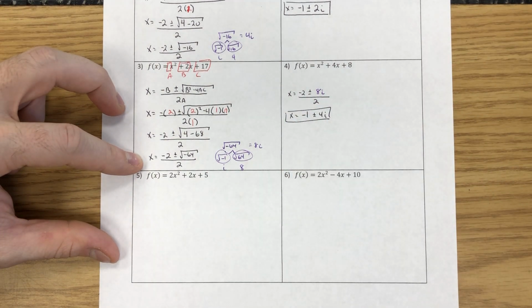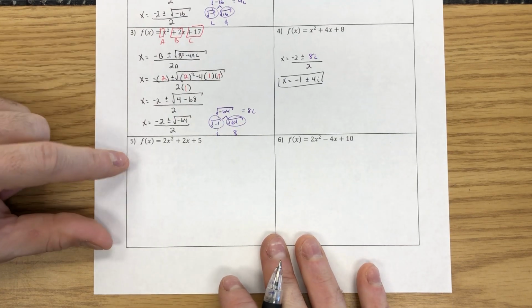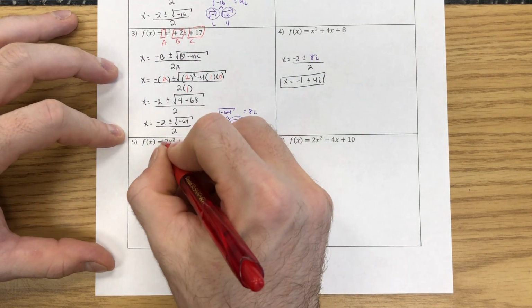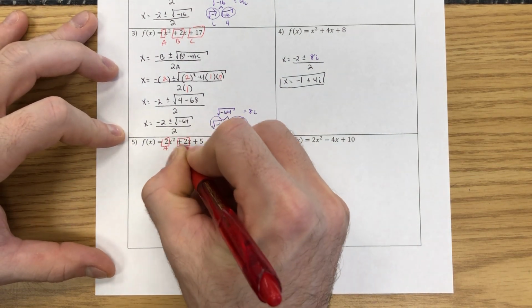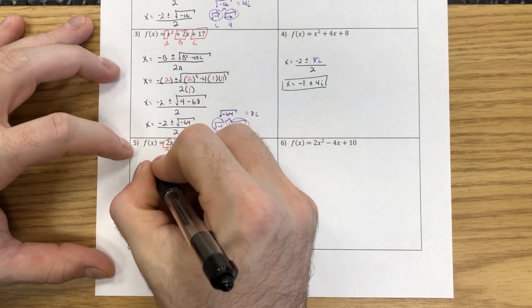Perfect. There we go. And so now what I want you to try and do is try number 5, pause the video, resume it when you're done, and see how you did. Okay, so let's take a look. I have my A, my B, and my C. Plug it into my formula.